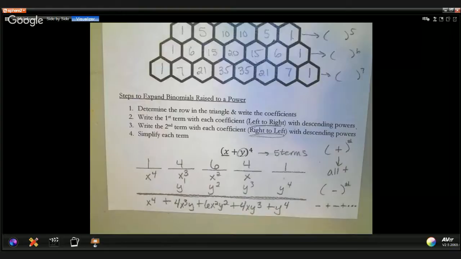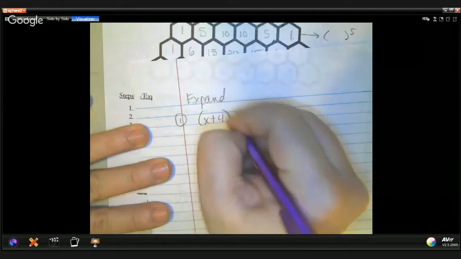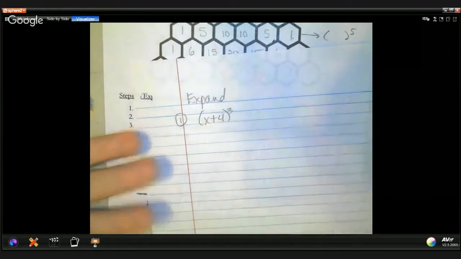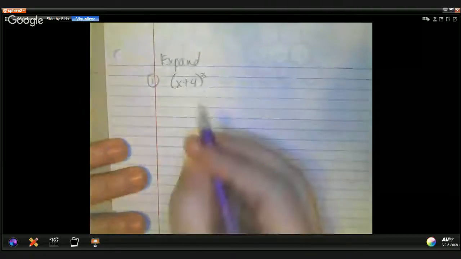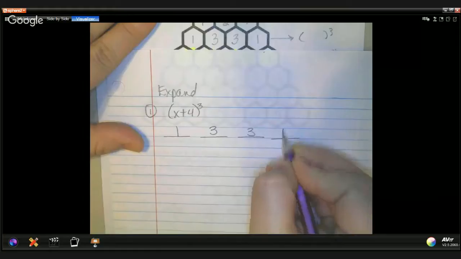Okay, so what we're going to do now is we're going to try some problems. So we're going to expand. What I'd like you to do is first figure out how many terms you need. Well, since this is to the third power, I should have 4 blanks. 1, 2, 3, 4. Now the second thing I do is I go to my triangle and I write the coefficients. And so my coefficients are 1, 3, 3, 1.